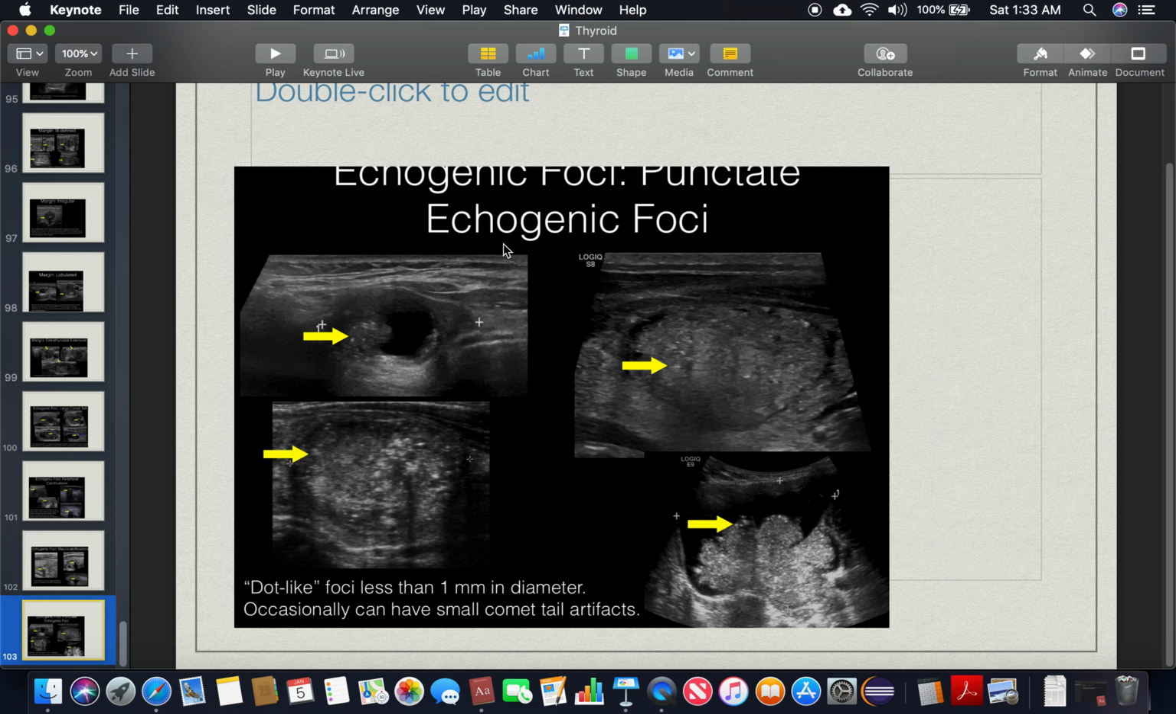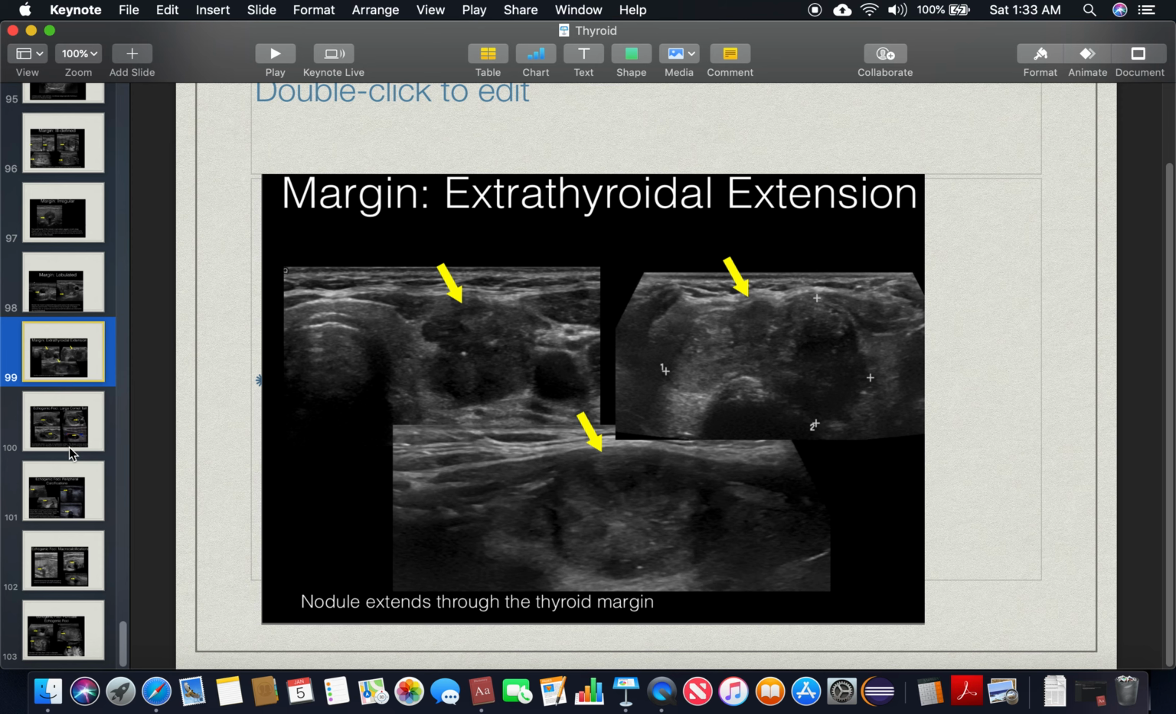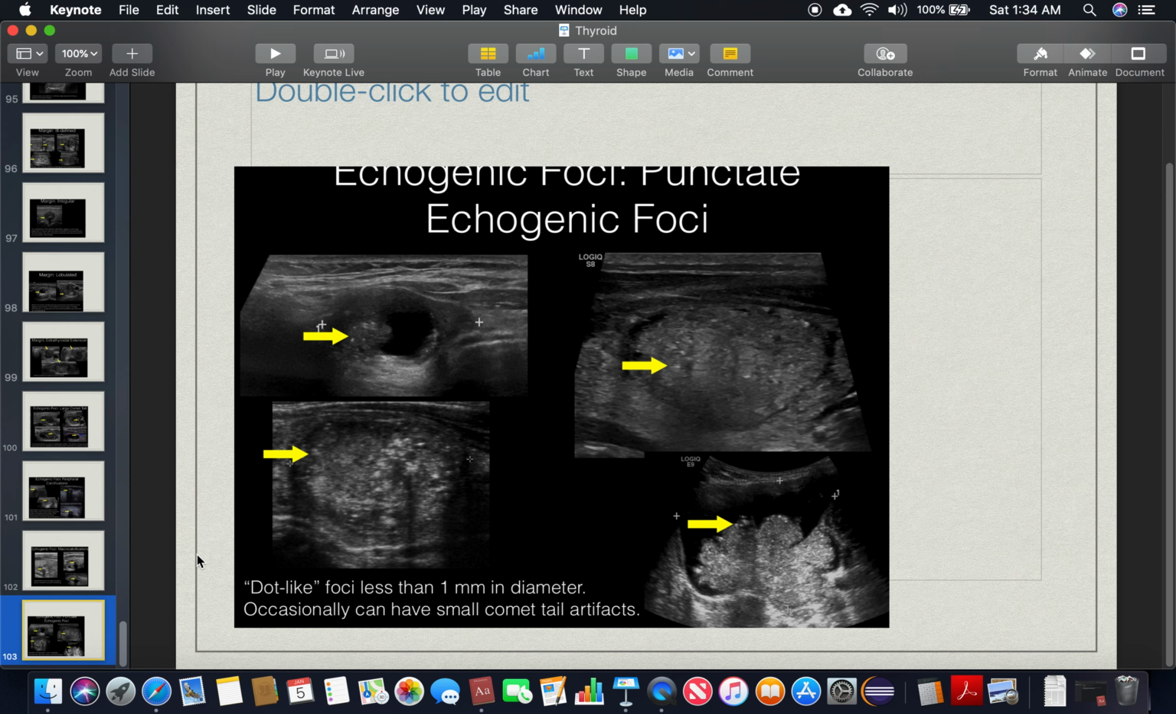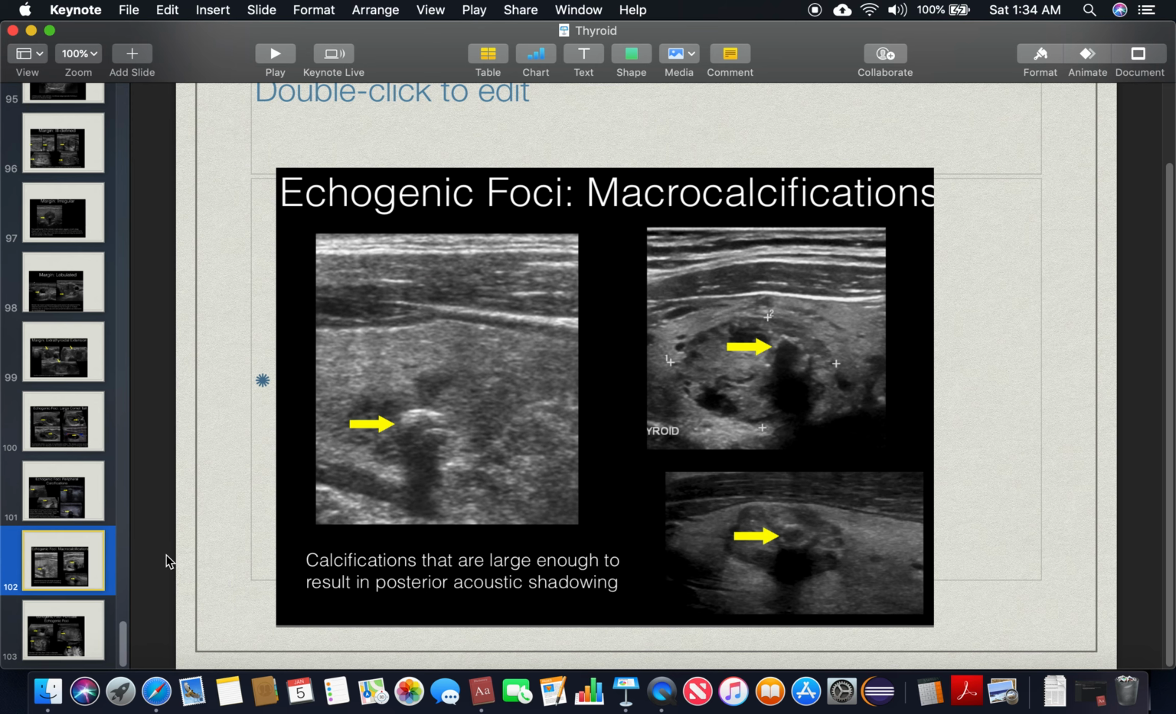Here is an example of punctate echogenic foci, but these are not comet tail artifacts. So I want to draw your attention to comet tail. See how these are like little echogenic foci with a little tail behind it, like a star with a comet and its tail. Now here you have an example of these punctate foci, but there is no tail. Usually they have no tail.